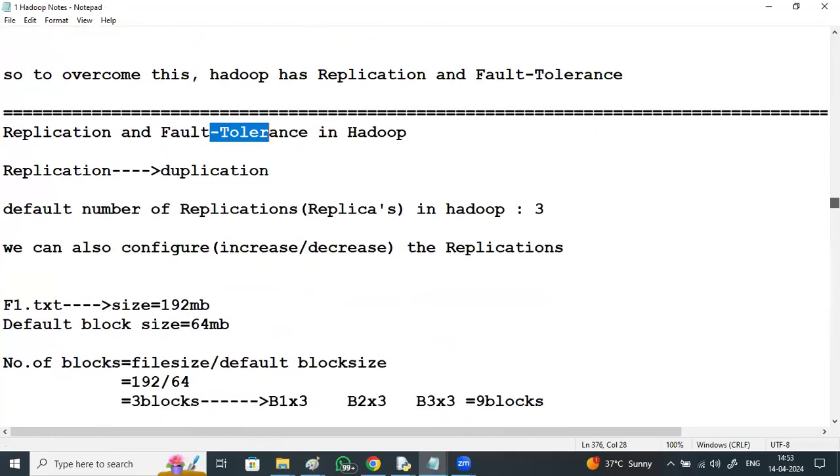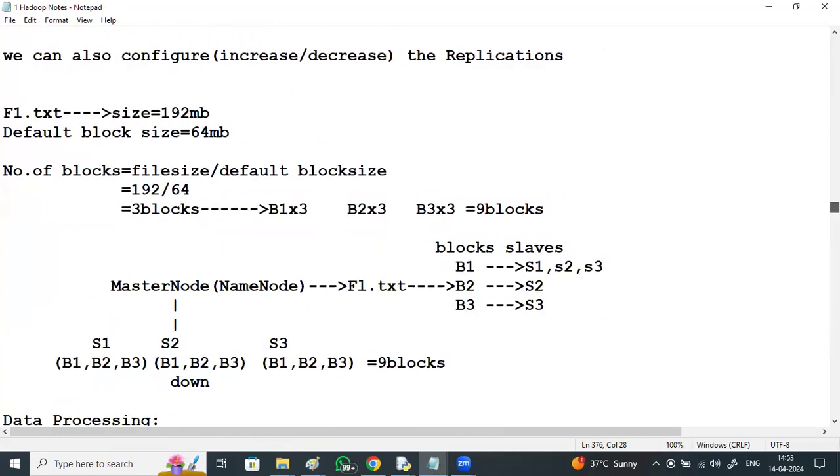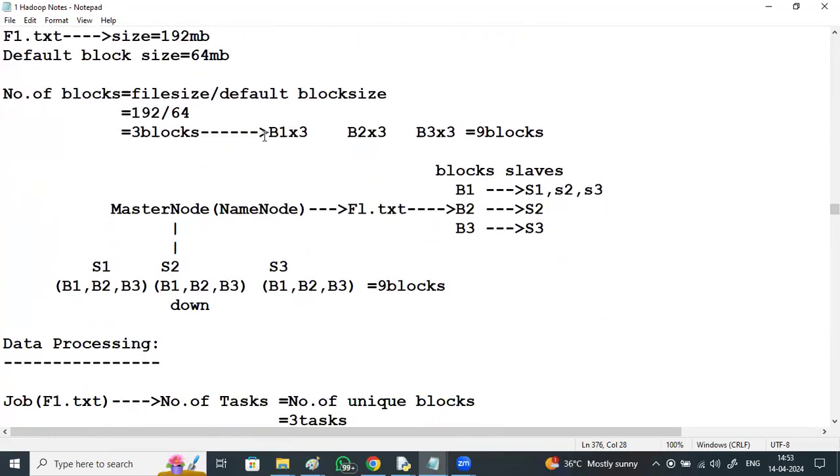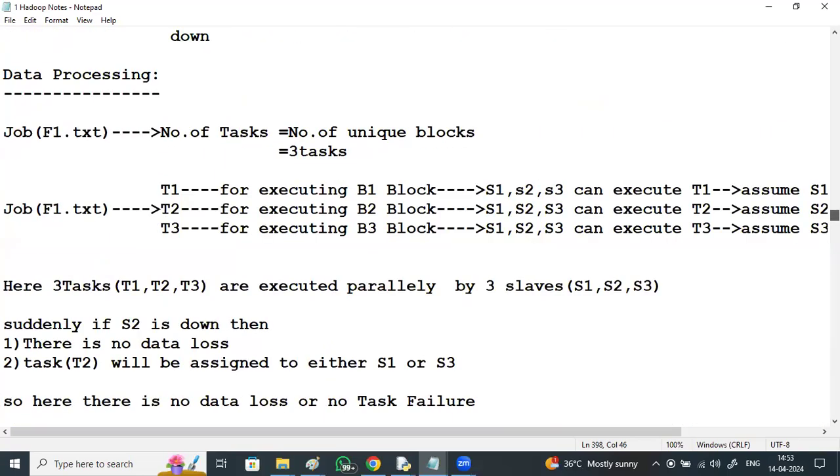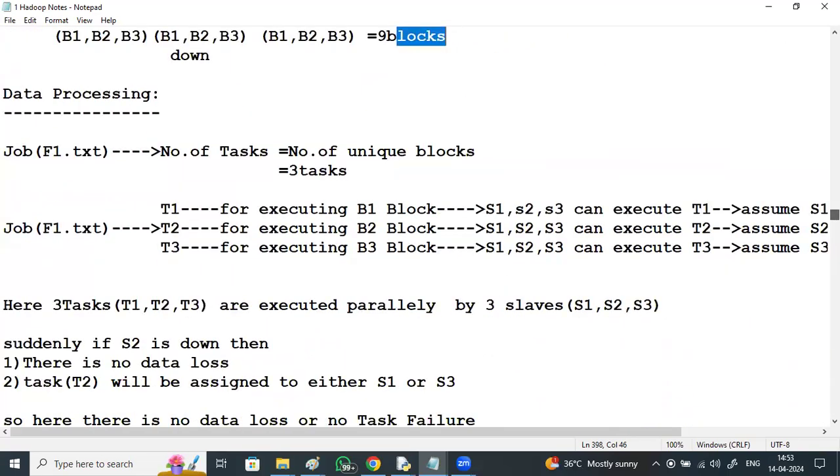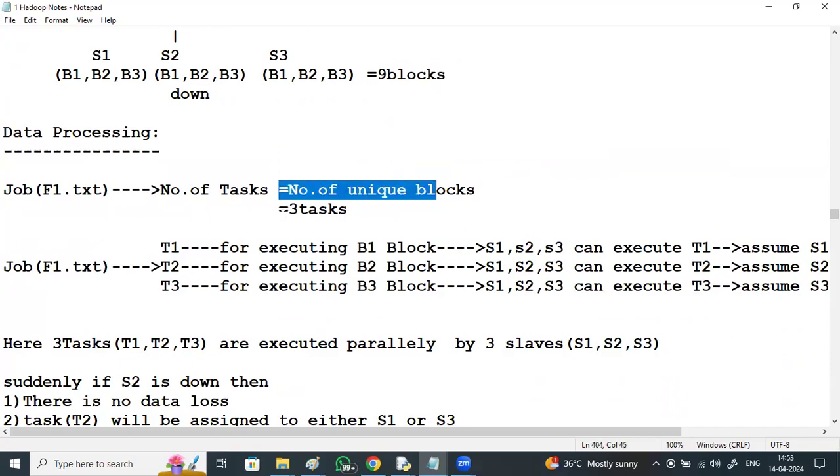The same thing I've explained clearly here, replication and fault tolerance. So B1 duplicated 3 times, B2, B3, 9 blocks. 9 blocks stored across: 3 in system 1, 3 in system 2, 3 in system 3. 9 blocks. Data processing, right? Number of unique blocks means 3 only. So T1 can be executed by S1, S2, S3, T2 by S1, S2, S3.